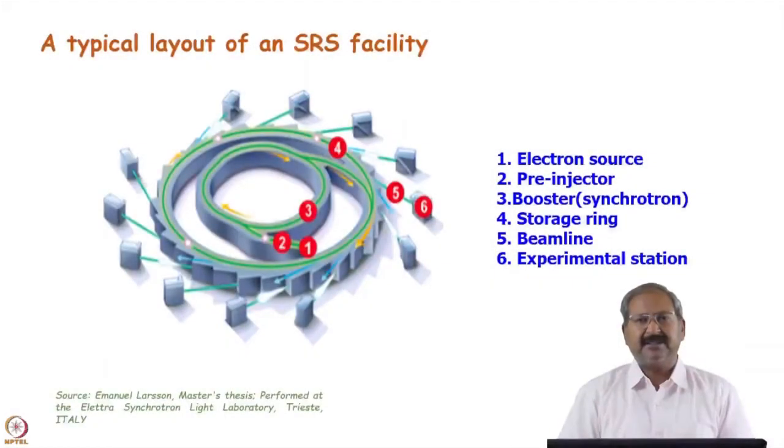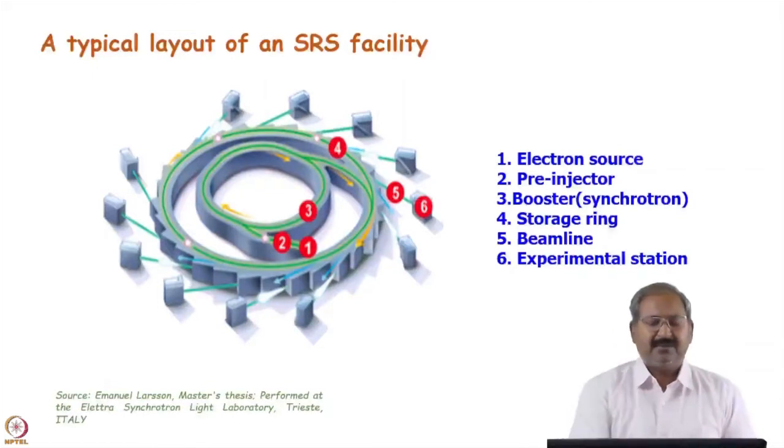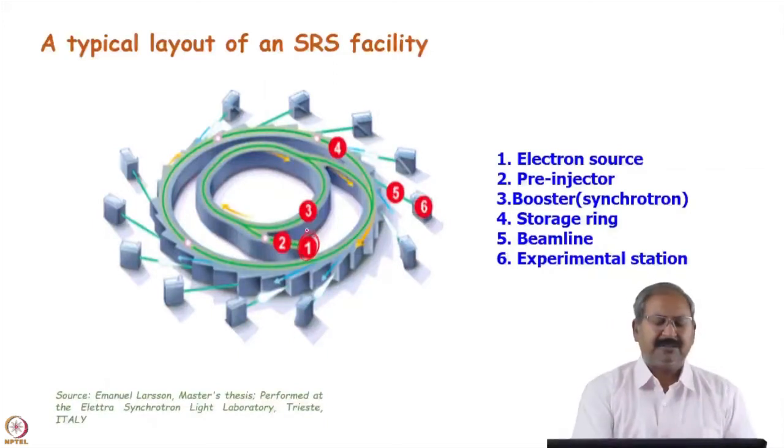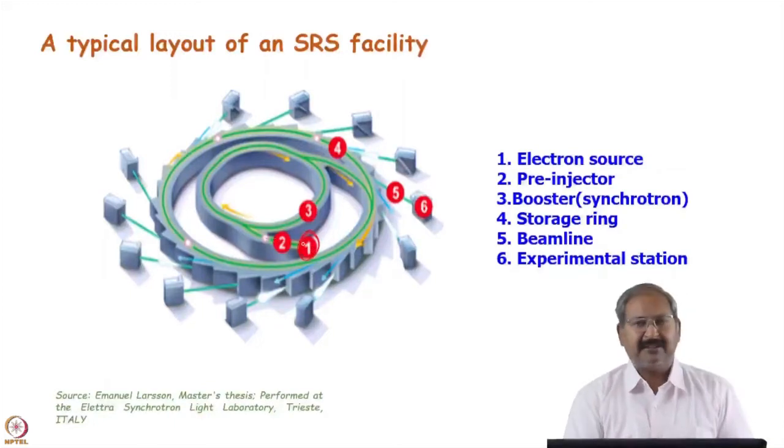A general synchrotron radiation facility looks like this. First of all, we have to have some electron sources, and an electron source may be a cathode. By heating we can get the electrons, or by field emission, or by the photoelectron effect. So there should be some source of electrons, and after it there will be a small accelerator which raises the energy up to a certain level so it can be injected into the synchrotron.